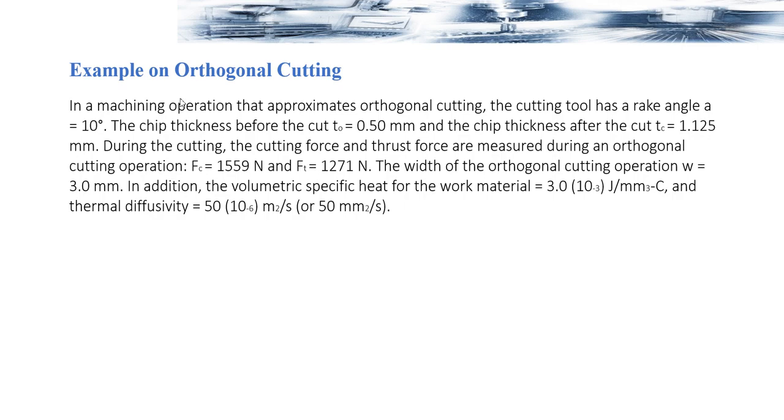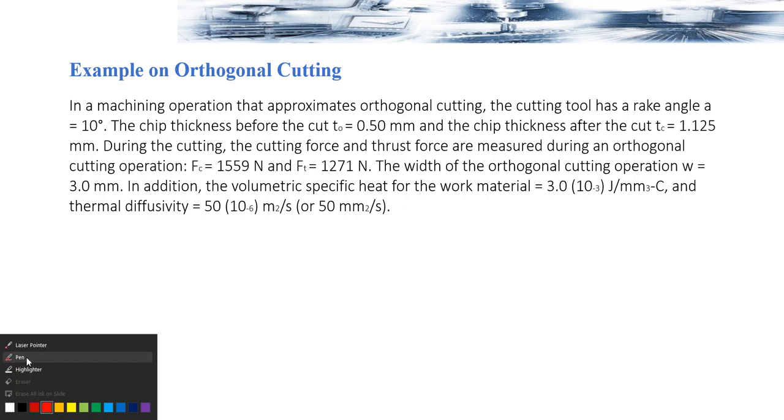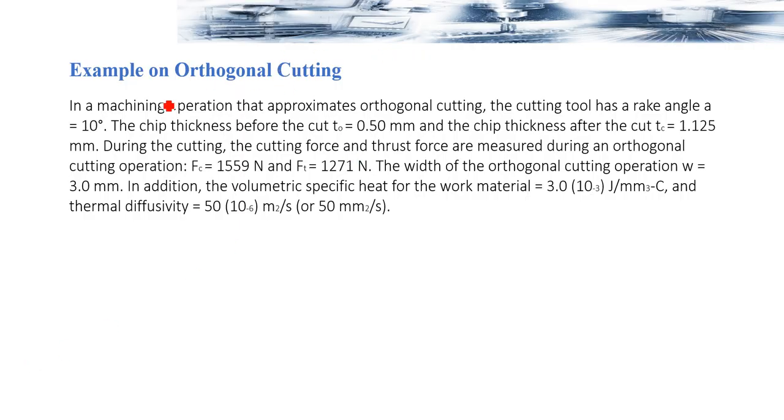So in this example, we're going to highlight the parameters given to us. We start with the machining operation that approximates orthogonal cutting, and the cutting tool has a rake angle of 10 degrees, that's the alpha. The chip thickness before the cut, t0, is 0.5 millimeters, and the chip thickness after the cut, tc, is 1.125 millimeters. The chip ratio should be less than 1, so it's going to be t0 over tc.